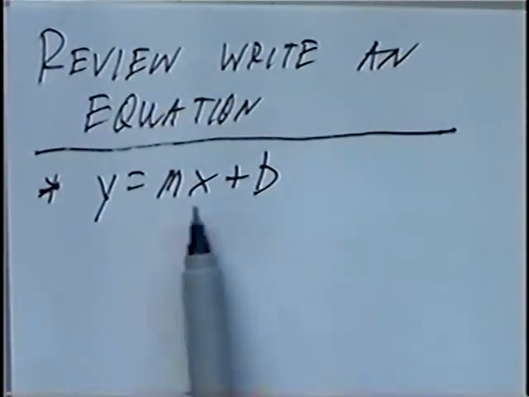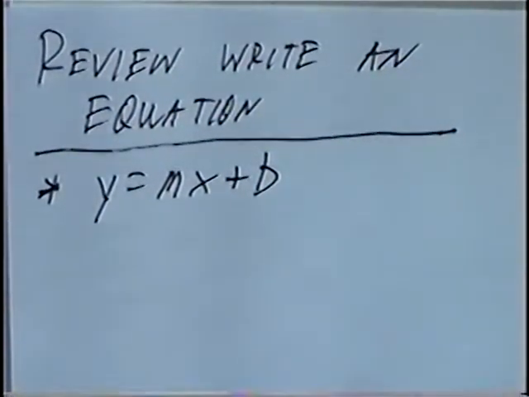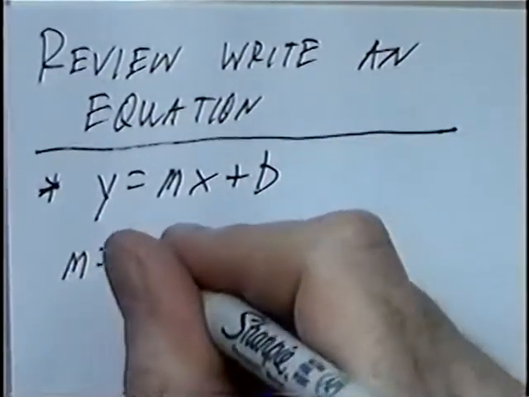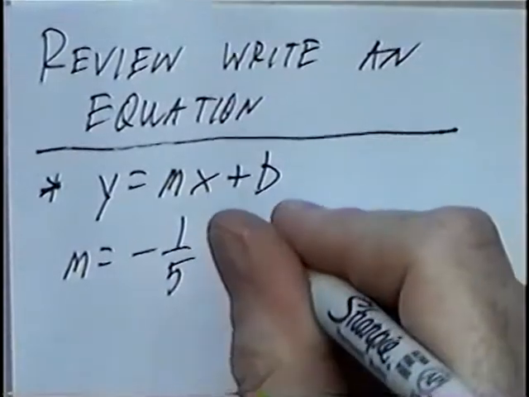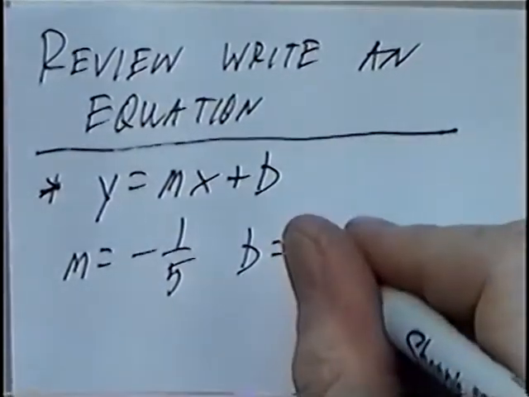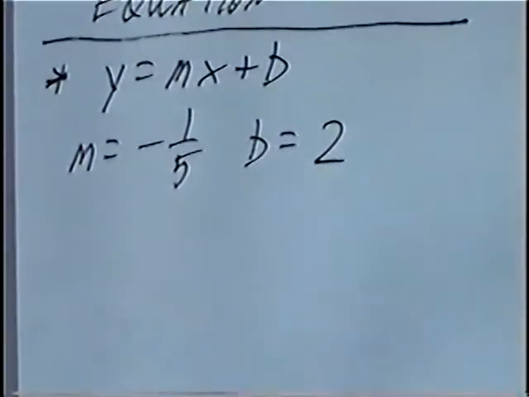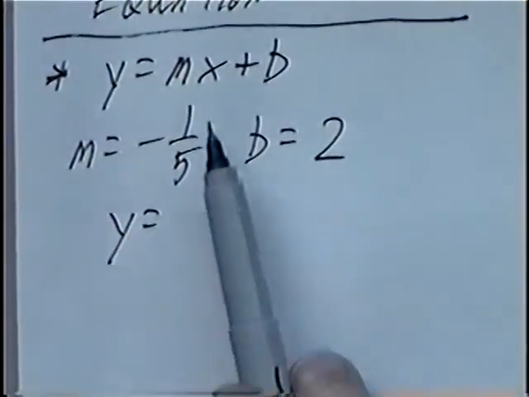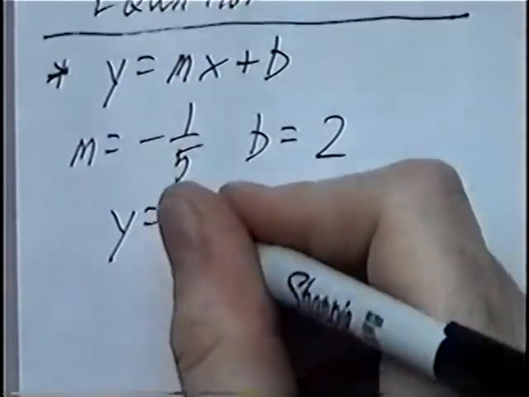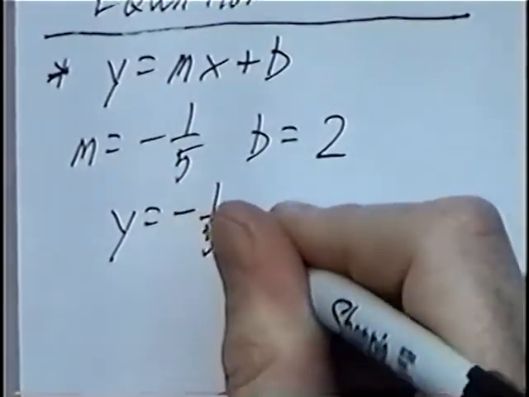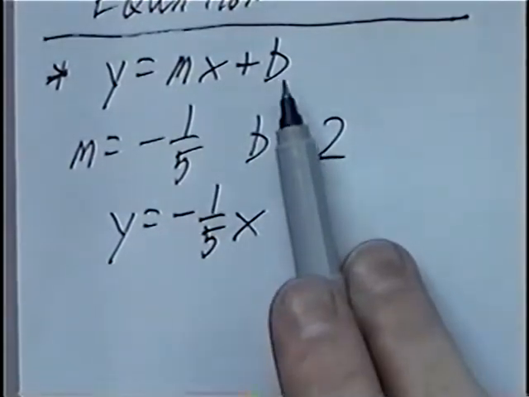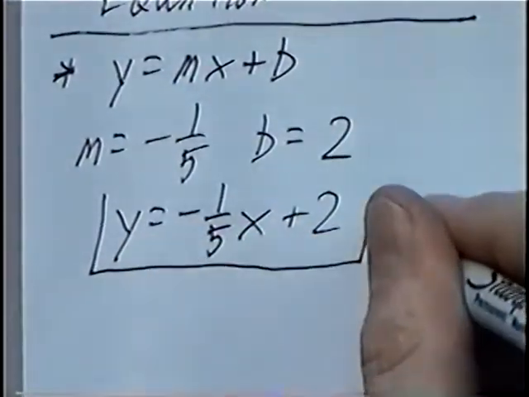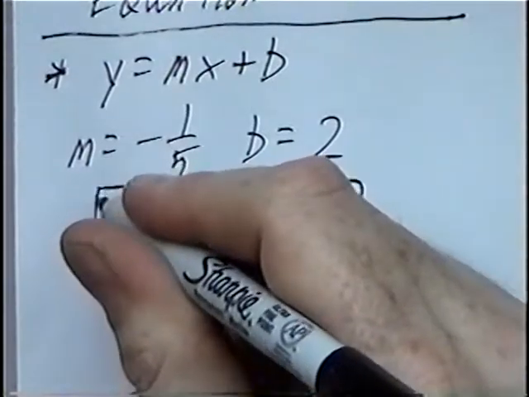M again is the slope, and b is the y-intercept. First problem, m equals negative 1/5, and b equals 2. Writing the equation, y equals mx, we'll put a negative 1/5 in for m, and we'll plug a 2 in for b. So the equation will be y equals negative 1/5 x plus 2.